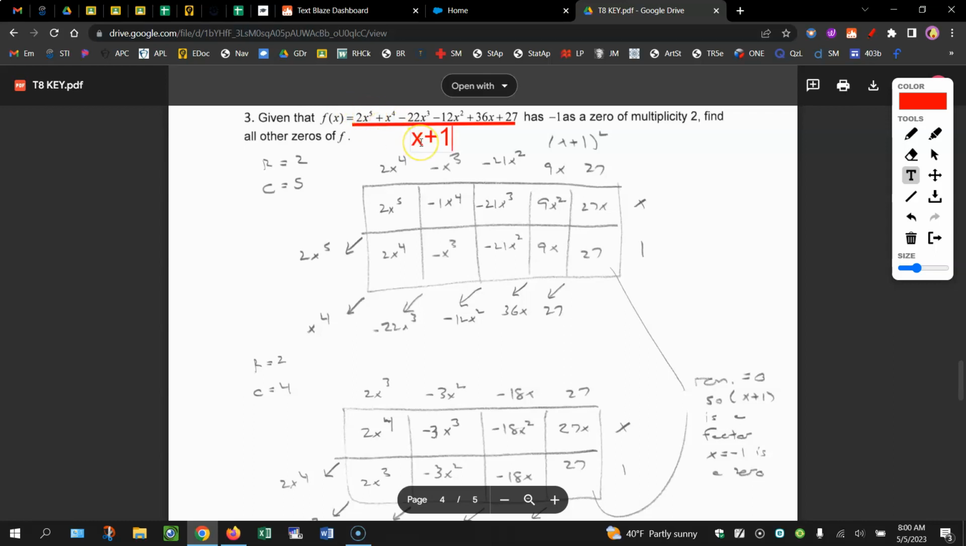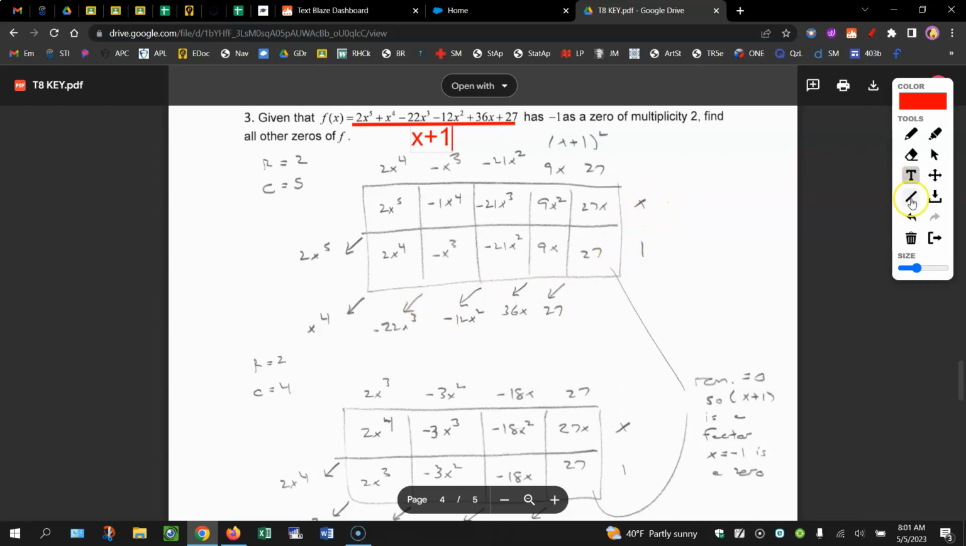For the number of rows, you take your highest exponent here, plus 1. So 1 plus 1 is 2, so we have 2 rows. Columns, subtract the exponents, 5 minus 1 is 4, plus 1 is 5. So we're going to put the numerator on all of these diagonals here. So 2x to the 5th, x to the 4th, minus 22x to the 3rd, and so on and so forth. On the right, we're going to put our divisor.